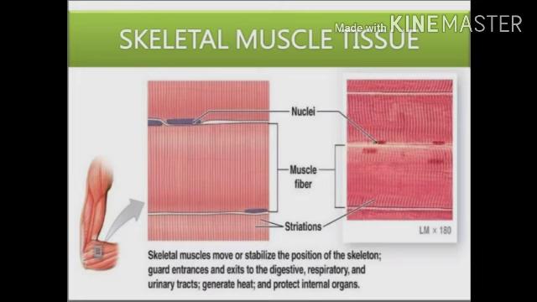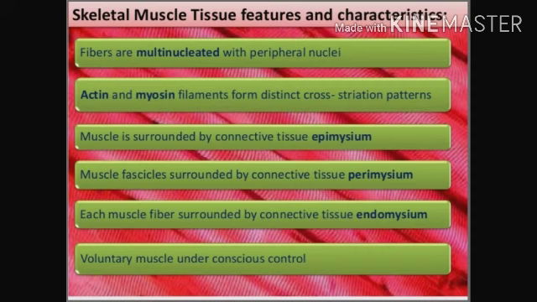First is skeletal muscular tissue. Skeletal muscles move or stabilize the position of the skeleton, guard entrances and exits of the digestive, respiratory and urinary tracts, generate heat and protect internal organs. Okay. Next are the skeletal muscle tissue features and characteristics.